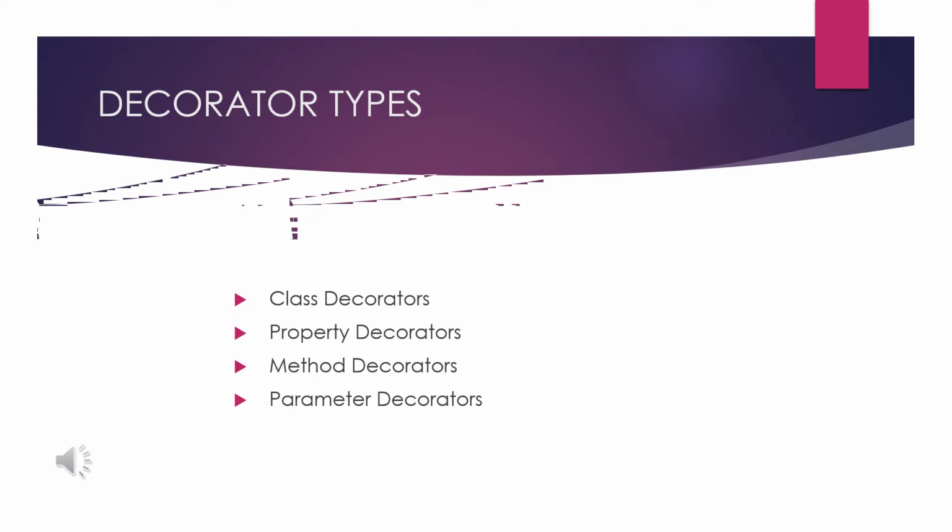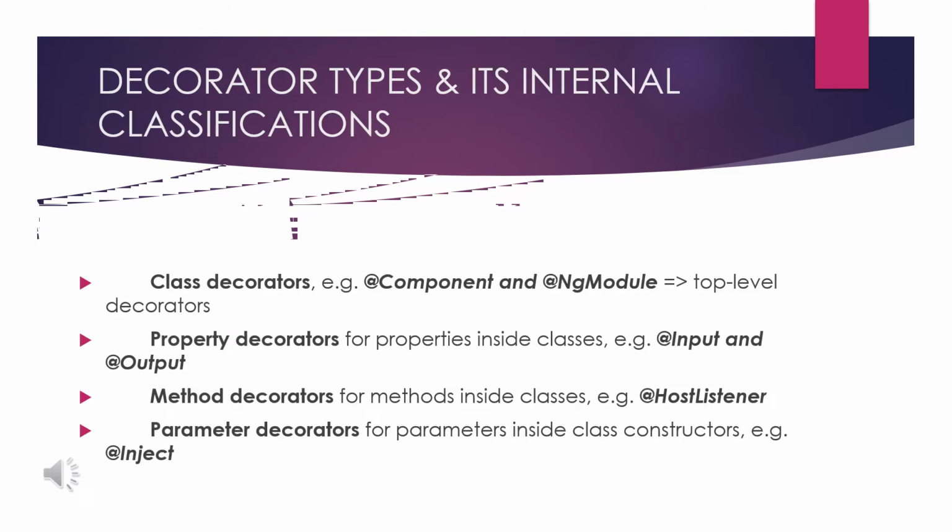The first one is class decorators. Second is property decorators. Third is method decorators. Fourth is parameter decorators. So which one belongs to which decorator? That's what we see here.